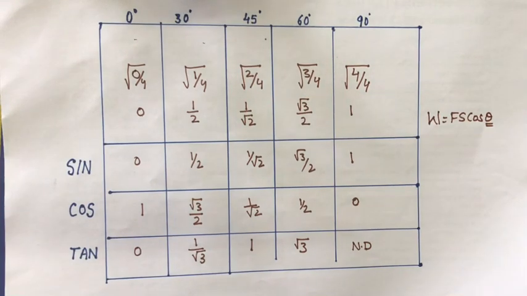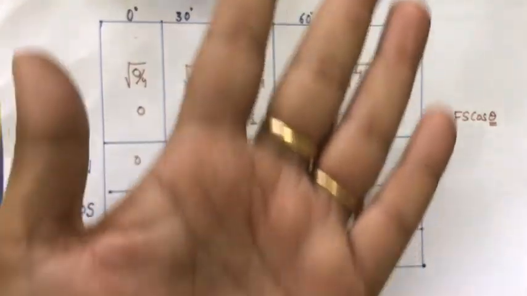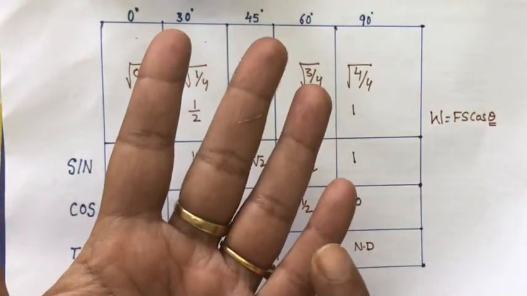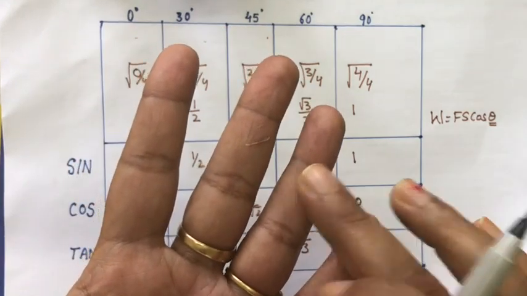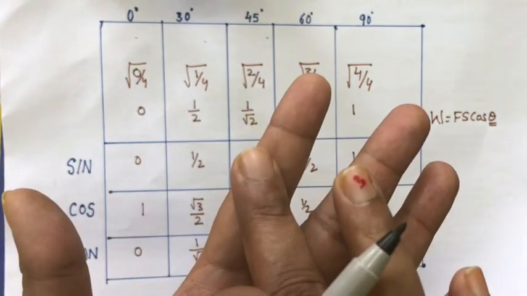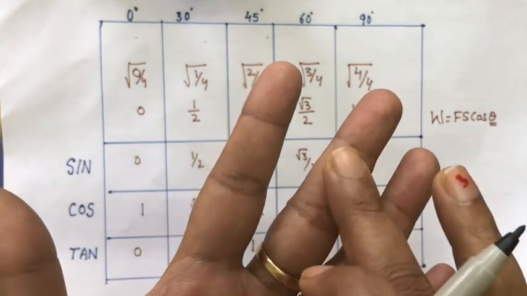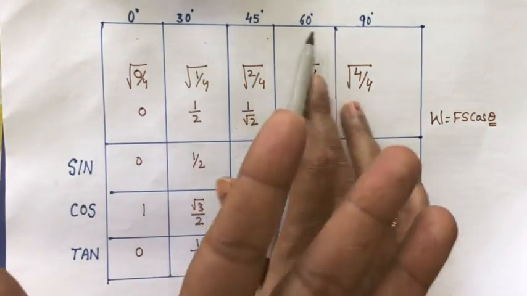Also, if you just want to learn about cos, so cos we can do it on the fingers. This fingers, just look here. Suppose I just start with 0 degree, right? This is 0, 30, 45, 60 and 90. Remember 0, 30, 45, 60 and 90.